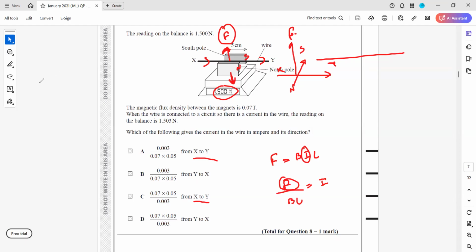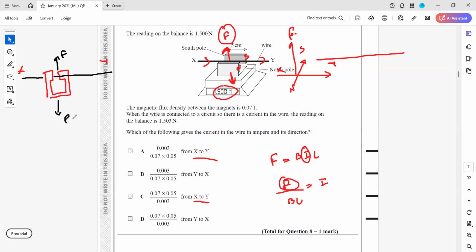What we need, look, we have a magnet, okay? The wire is carrying a current. When the current is passing through the wire, this is X and this one is Y. So when a current passes through a wire, there's a downward force on the magnet. If there's a downward force on the magnet, there should be an equal and opposite force on the wire, upward. So the force on the magnet is downward. That's why the reading on the balance increases.